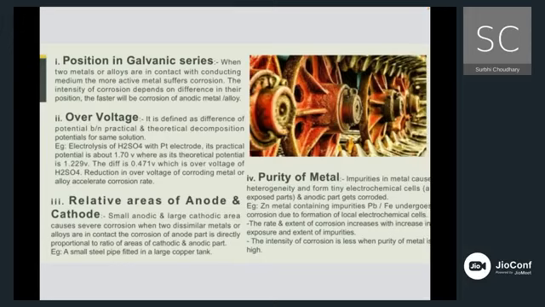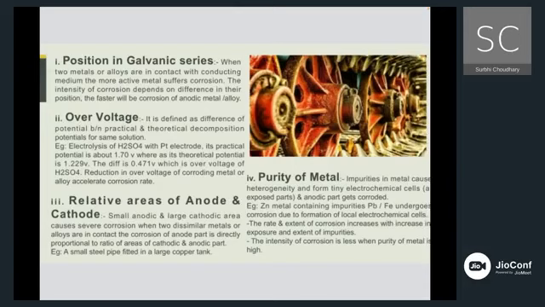Second is overvoltage. Overvoltage means there is a difference between the practical and the theoretical potential. If the practical potential is found to be higher as compared to the theoretical potential value, the difference is called overvoltage or overpotential, and that automatically accelerates the corrosion rate, because a higher potential difference between two metals or two substances increases the corrosion.